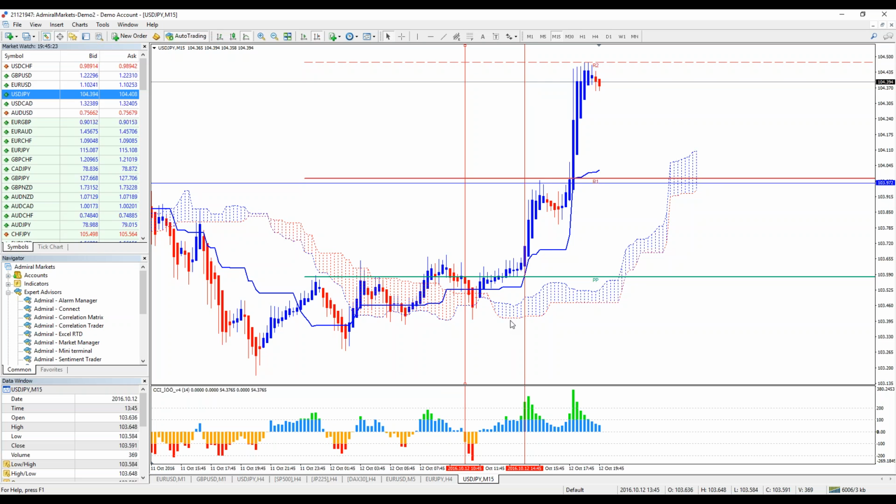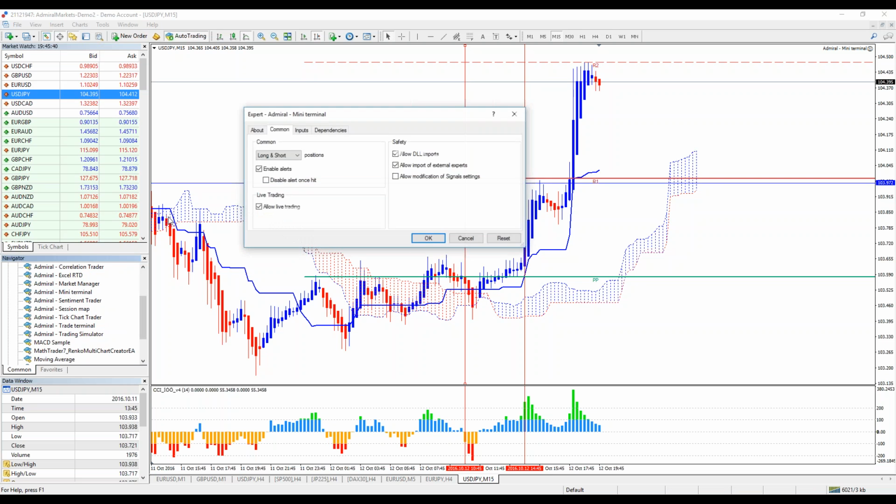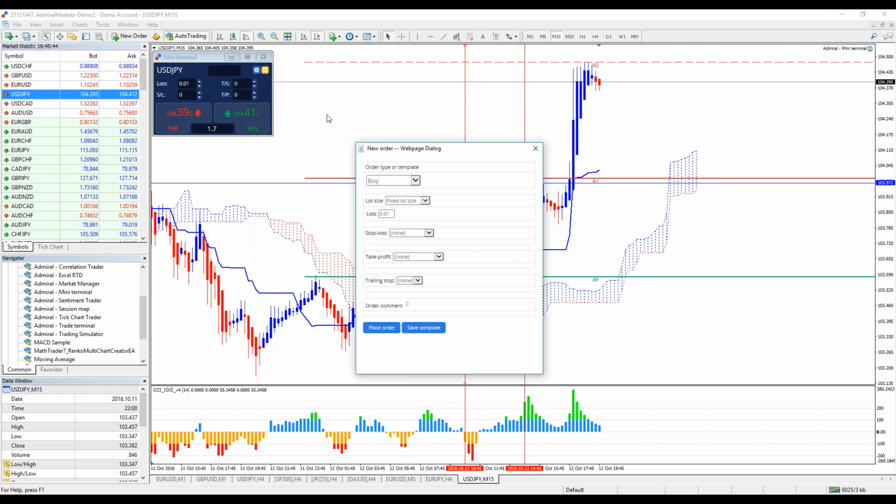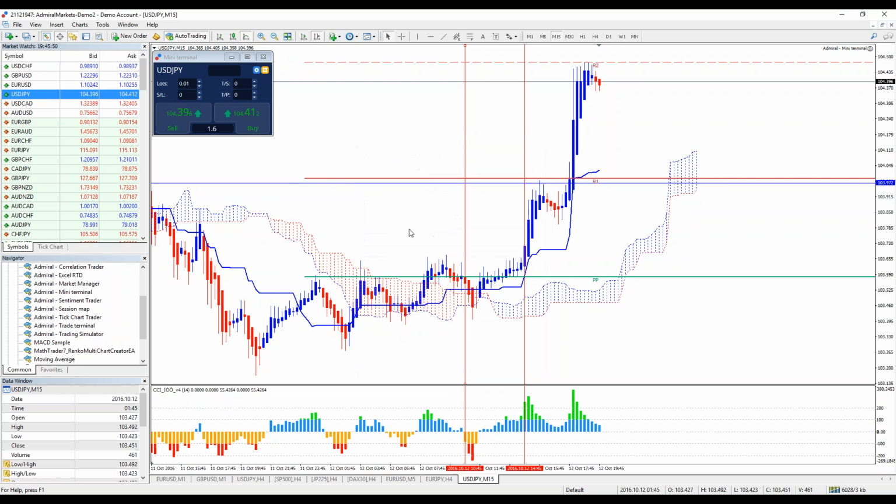I will explain how. And you will also get this pivot point and a lot of different tools, Martin, like sentiment trader, mini terminal, session map. Actually, with mini terminal, it's very easy. You can always calculate your stop loss very, very easily. Press here and enter percent of equity, like 1%. So it's very, very easy.